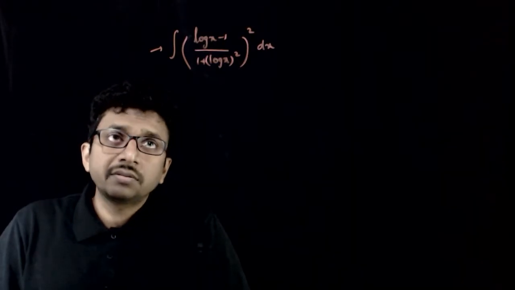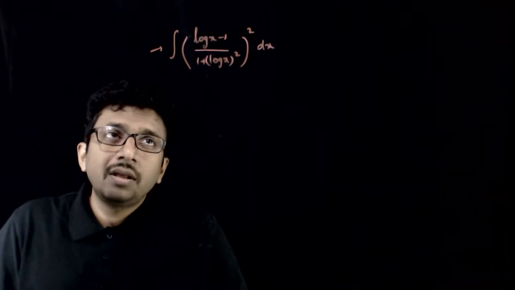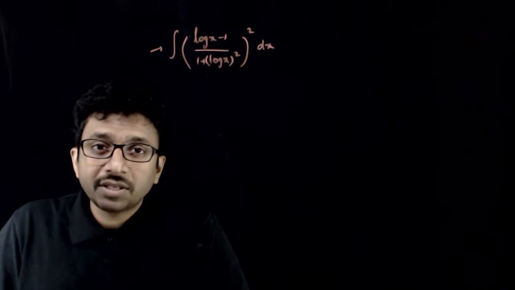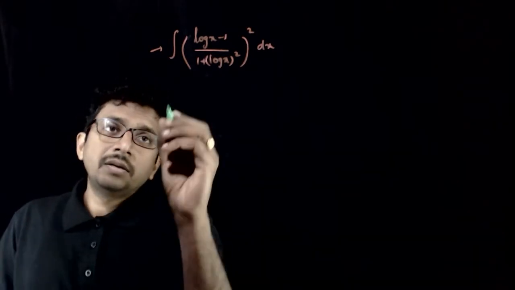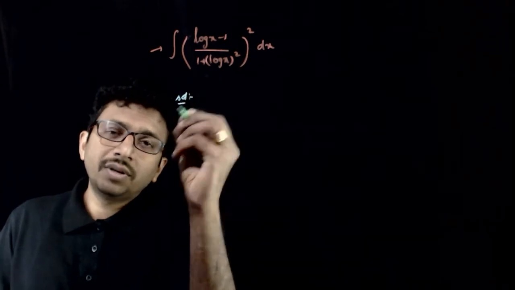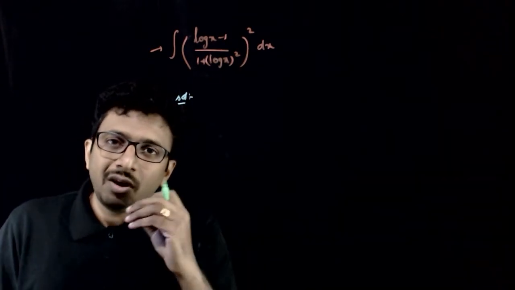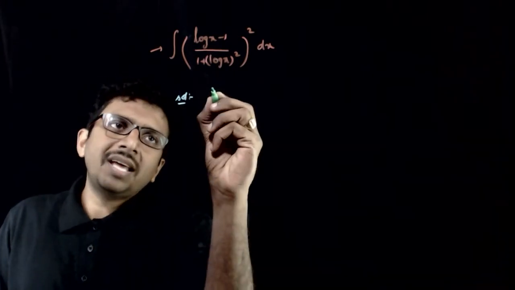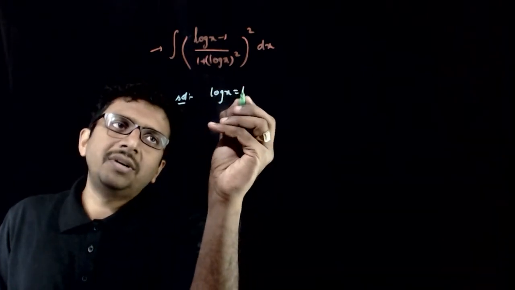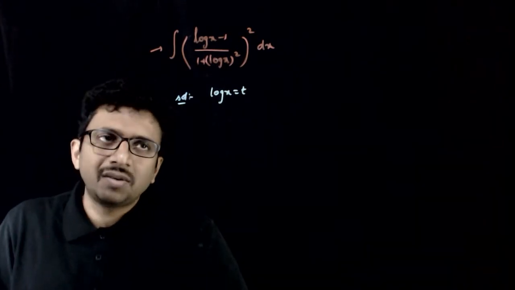So welcome students. In this question you are asked to integrate ((log x minus 1) by (1 plus log x) square) whole square dx. First what we try to do is let us try to convert this logarithmic integration into exponential integration. So let us take log x is equal to t. So let us assume log x is equal to t.